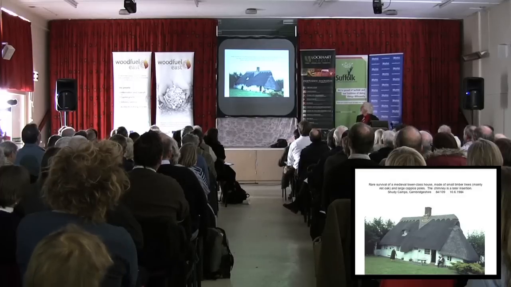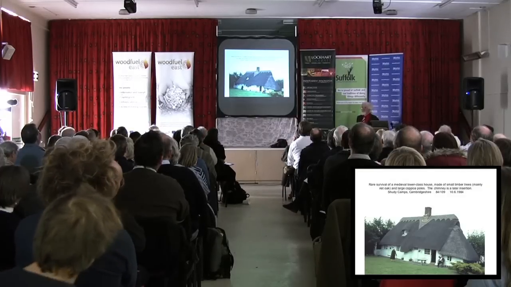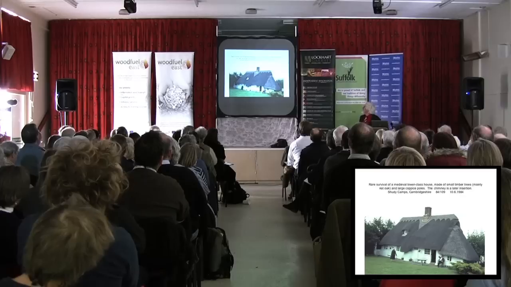And so there is a timber frame structure with various types of underwood in the panels between the timbers in that partition. And yes, you see this at various social levels, and there is a rare survival of a humble house, the home of relatively poor people, made of small timber trees, mostly not oak, and large coppice poles. And among these, of course, you find ash coppice poles, complete with the breeding galleries of ash bark beetle.